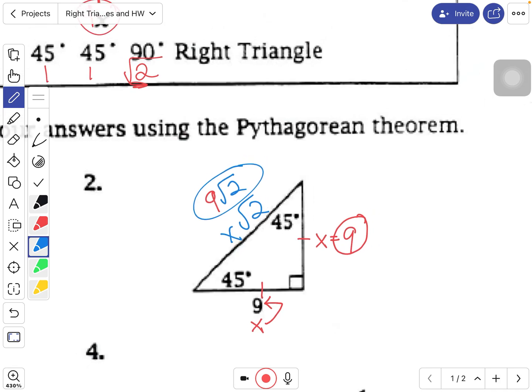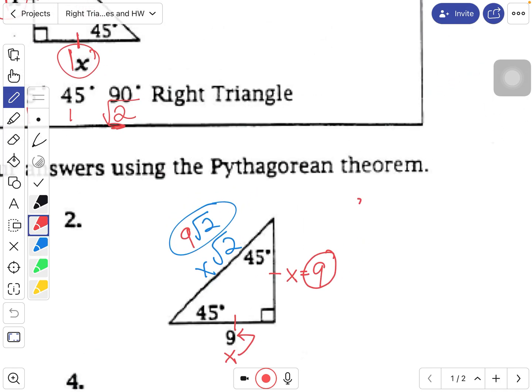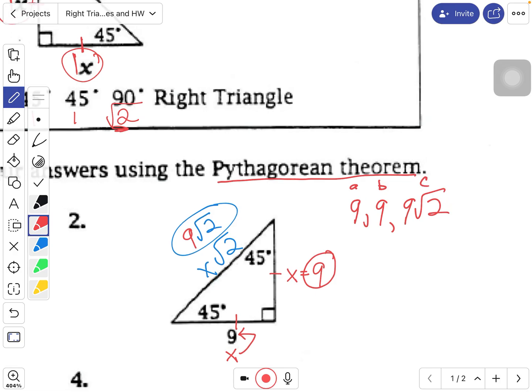So I now have my three side lengths. Two of them were 9, and then the length of the hypotenuse, the third side, is 9 square roots of 2. If you're ever in doubt, feel free to go ahead and check this using our Pythagorean theorem. So if we do a squared plus b squared, you would get c squared.